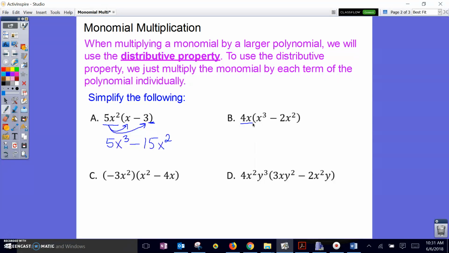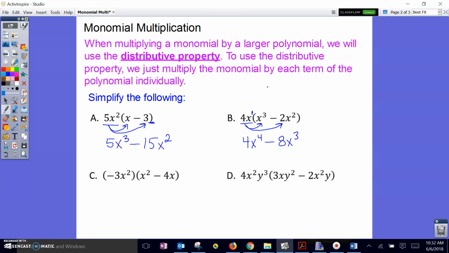Do the same thing in part B. We're going to take 4x, and we're going to multiply it by both of the terms of this binomial. So 4x times x to the third, that's 4x to the fourth. Again, we're adding the exponents, and remember that when there is no exponent written, x is just x to the first power. And then 4x to the first times a minus 2x squared, that's going to be a minus. 4 times 2 is 8. X times x squared is x to the third.